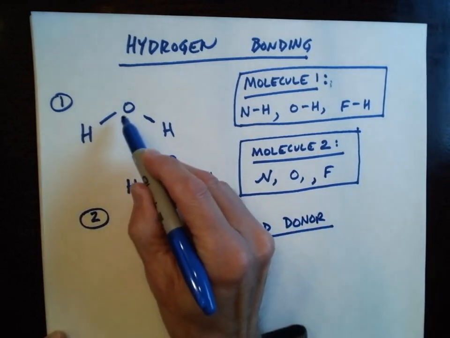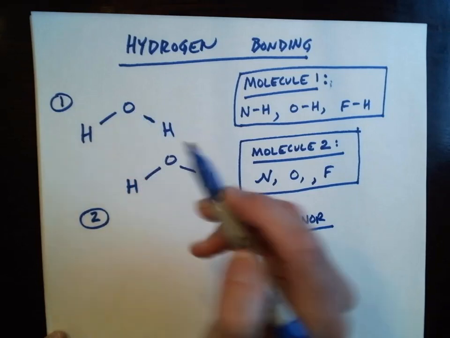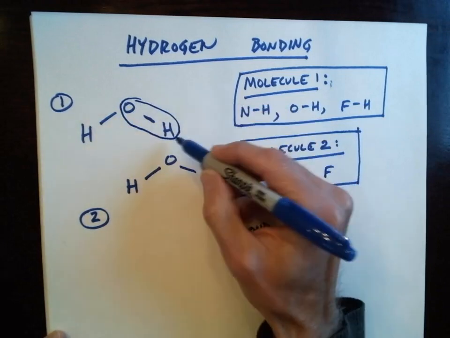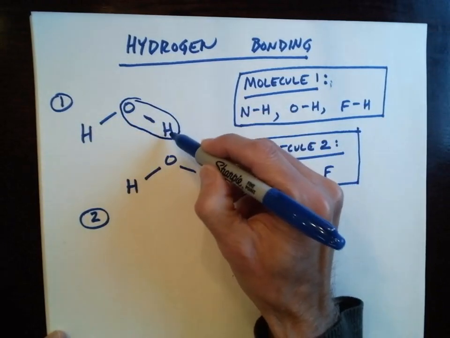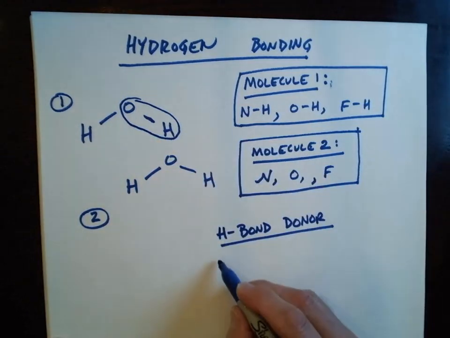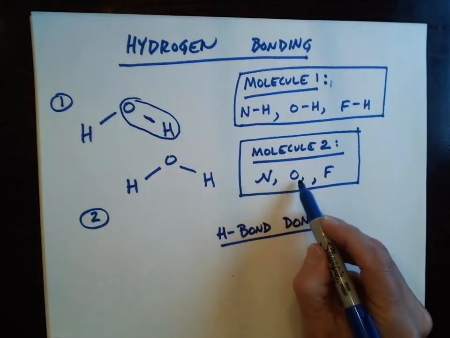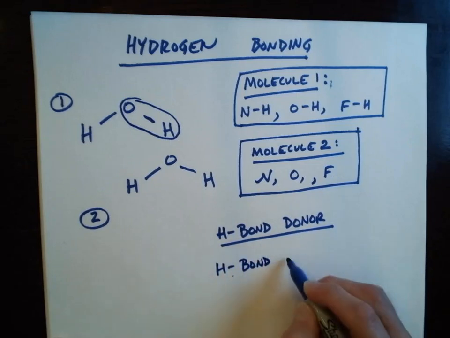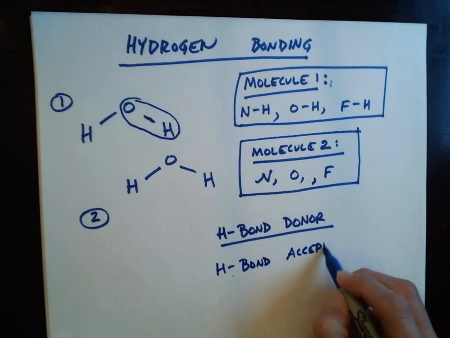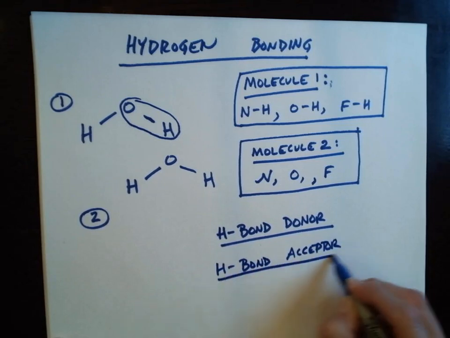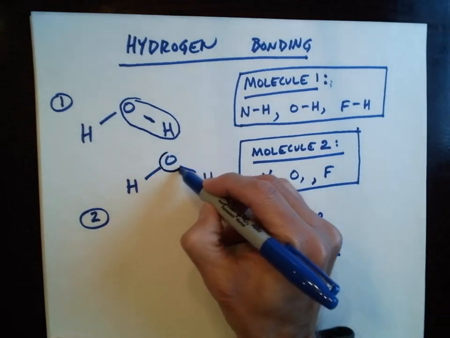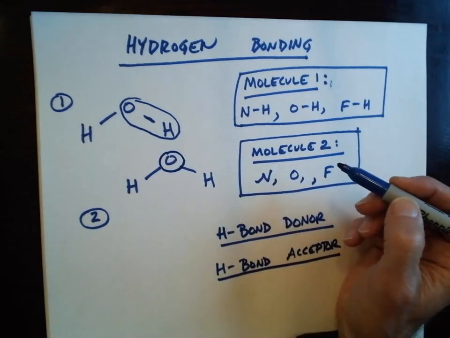In this case, this water molecule is the hydrogen bond donor, and specifically the hydrogen on this OH bond is what we're going to call the hydrogen bond donor. And then the second one that has the nitrogen, oxygen, or fluorine, that's going to be our hydrogen bond acceptor. So the oxygen atom on our water molecule is going to be our hydrogen bond acceptor.